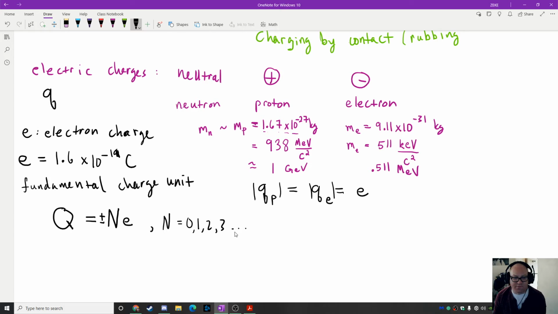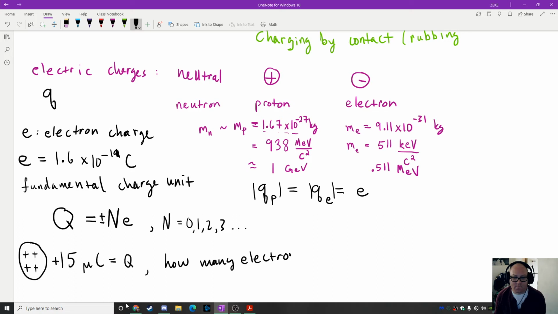So for example, let's say we have 15 microcoulombs of charge. Let's say I have an object, some balloon maybe, and it has a charge of positive 15 microcoulombs, okay? You could ask the question, how many electrons does that have? Or how many fundamental electron charges is that? Now it's a positive charge, so the number of electrons in this case is going to represent what? The number of extra electrons it has, or the number of electrons it doesn't have? It doesn't have. Yeah, so it's missing. How many electrons are we missing?